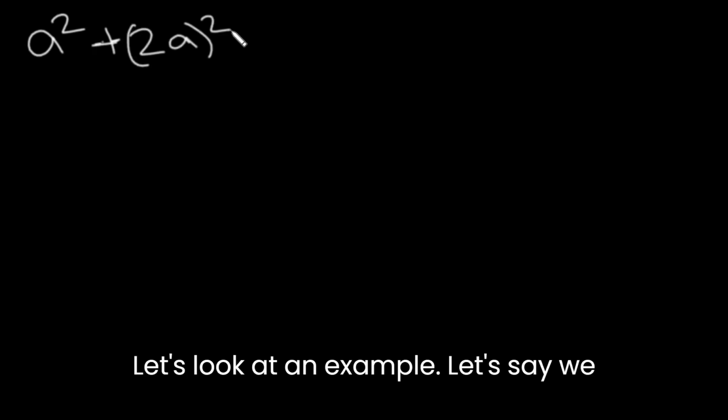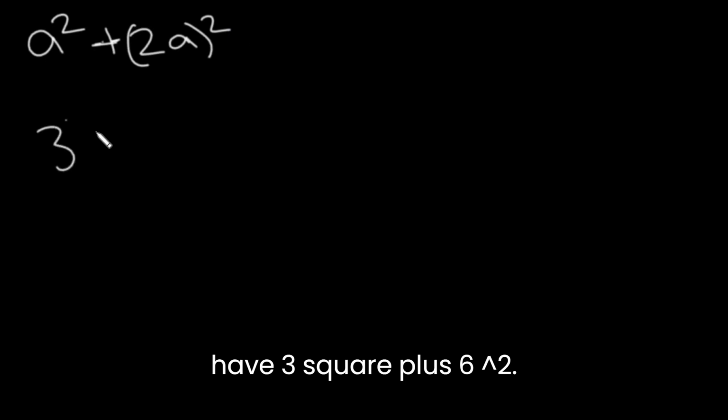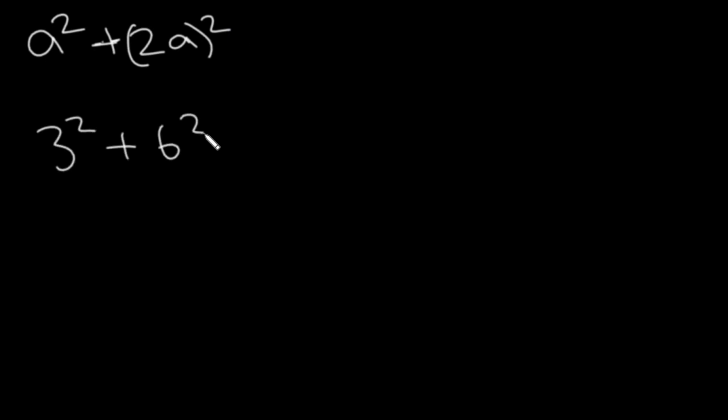Let's look at adding squares. The requirement is that the two squares have to be in the form a squared plus 2a squared. Let's look at an example. Let's say we have 3 squared plus 6 squared.